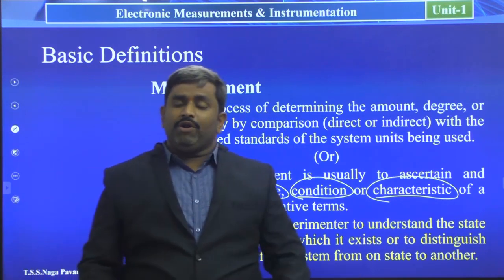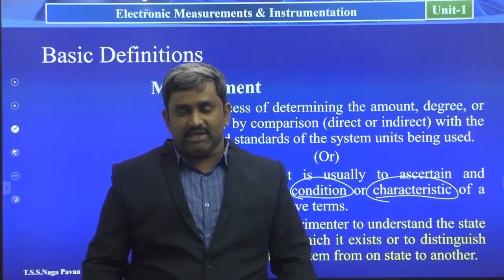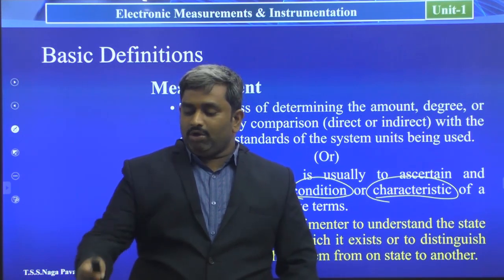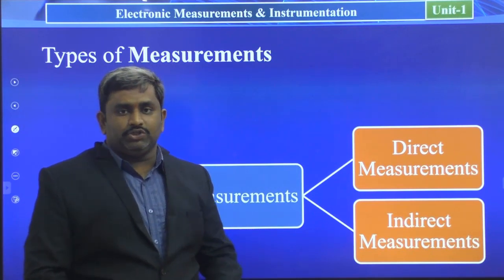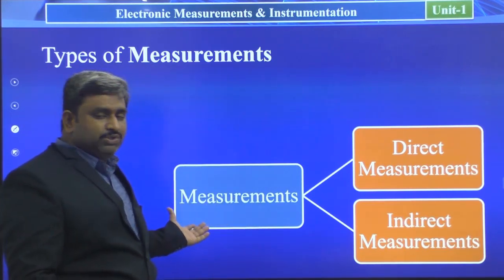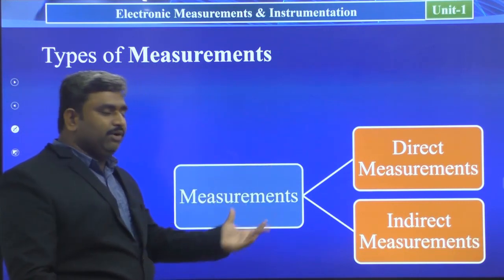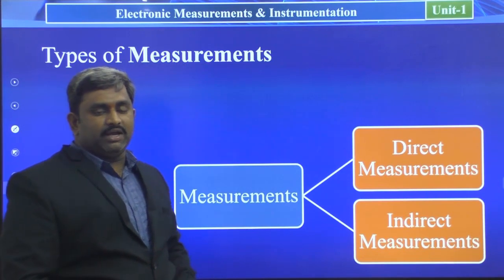Right. Now, for measuring, we need some device like a voltmeter, or like a tester, we need some instrument. So now we have to see the definition of instrument. So before going to the definition of instrument, we will see different types of measurements. The first one, direct measurements. Second one, indirect measurements. Direct measurements and indirect measurements are available.